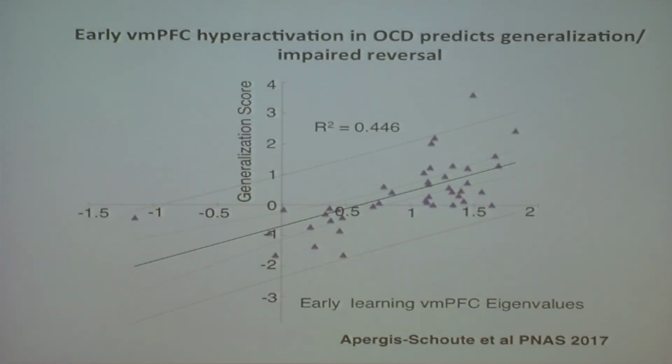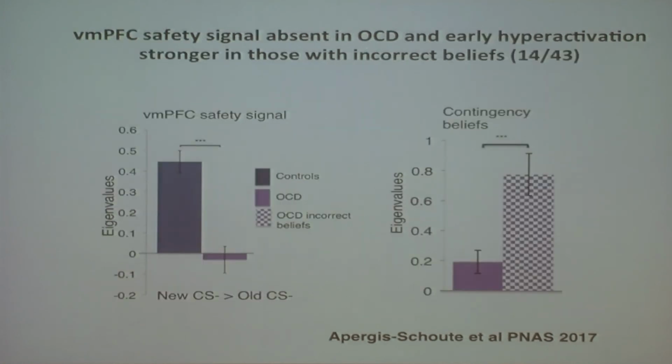And actually, this hyperactivity predicts the impairment in reversal learning in the second phase. So before they actually get to reversal, you can predict the ones which will show the worst effects. And the other interesting aspect of this is that some of the OCD patients think they're being shocked by both stimuli in the second phase. And it's these subjects in particular which have the highest levels of ventral medial prefrontal activity.